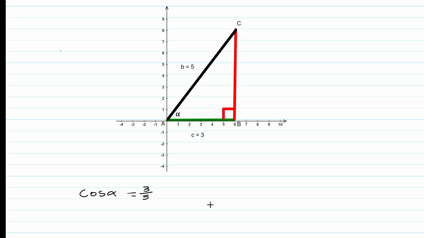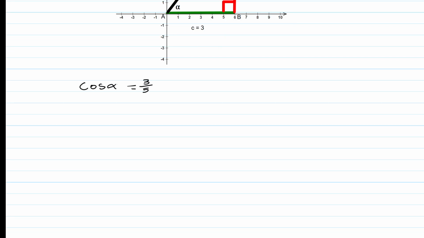We are given cos alpha is equal to 3 divided by 5, which means the adjacent side is 3 and the hypotenuse is 5. In this case, we need to know the value of angle alpha. In trigonometry, given these two sides, we can determine the value of angle alpha. Now let us look in more detail at how this can be done.